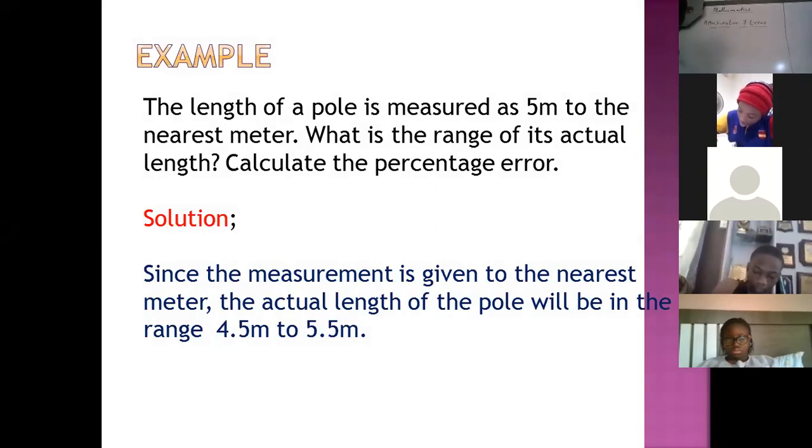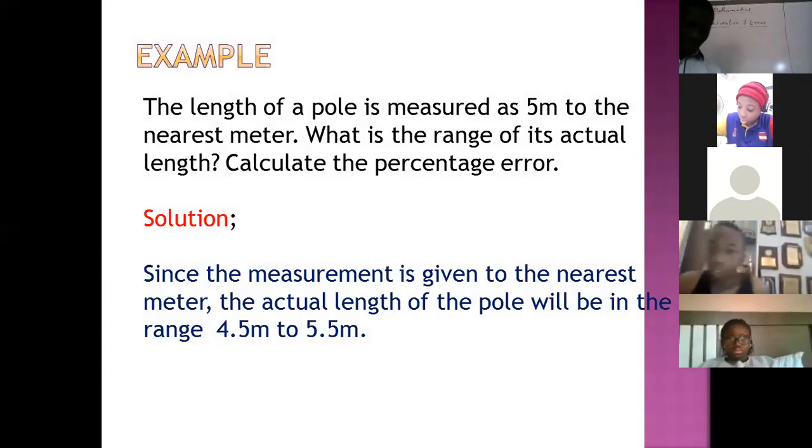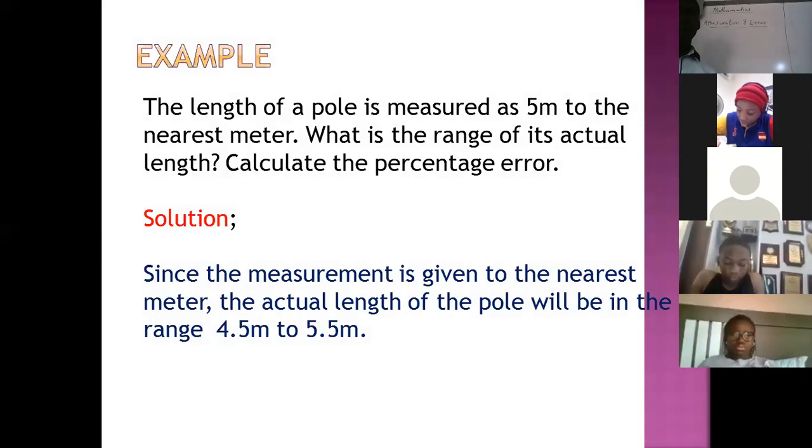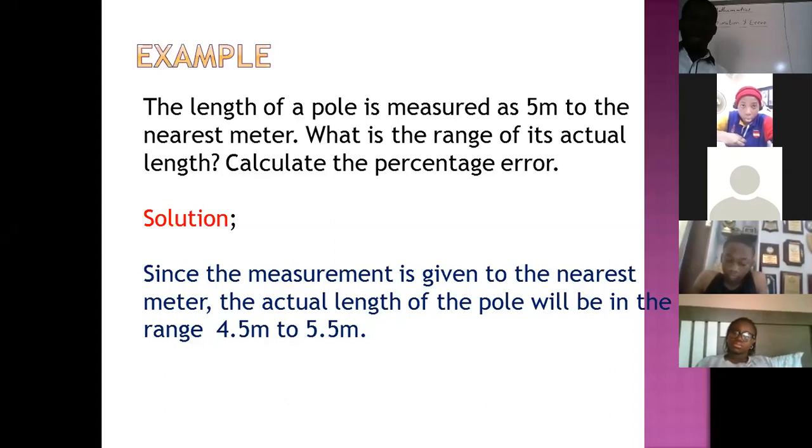Here's an example. The length of a pole is measured as 5 meters to the nearest meter. What is the range of its actual length? That is one. The other question says calculate the percentage error. Now, to answer the first question, the solution is here on the screen.